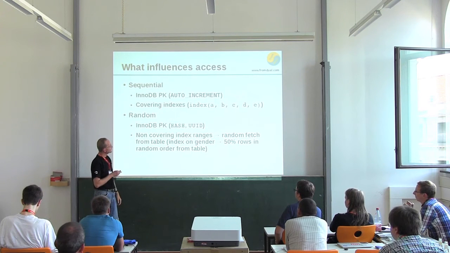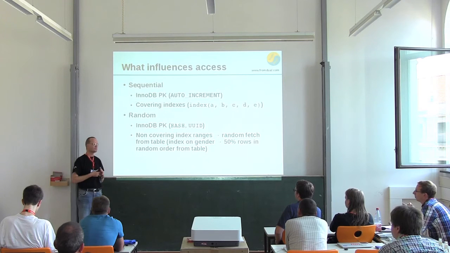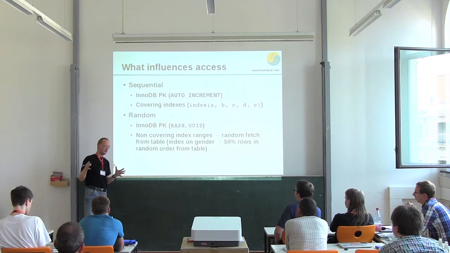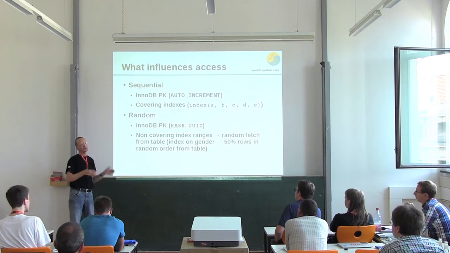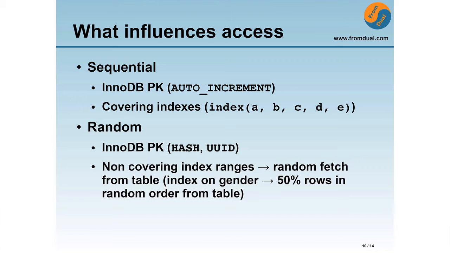That means auto-increment is typically good. The rows are sorted by time increasing. That's typically what we want. The highest numbers are in cache, and the highest numbers are the newest data, the hot data. We want to have them in RAM. That's good. What also influences sequential access pattern is covering indexes.